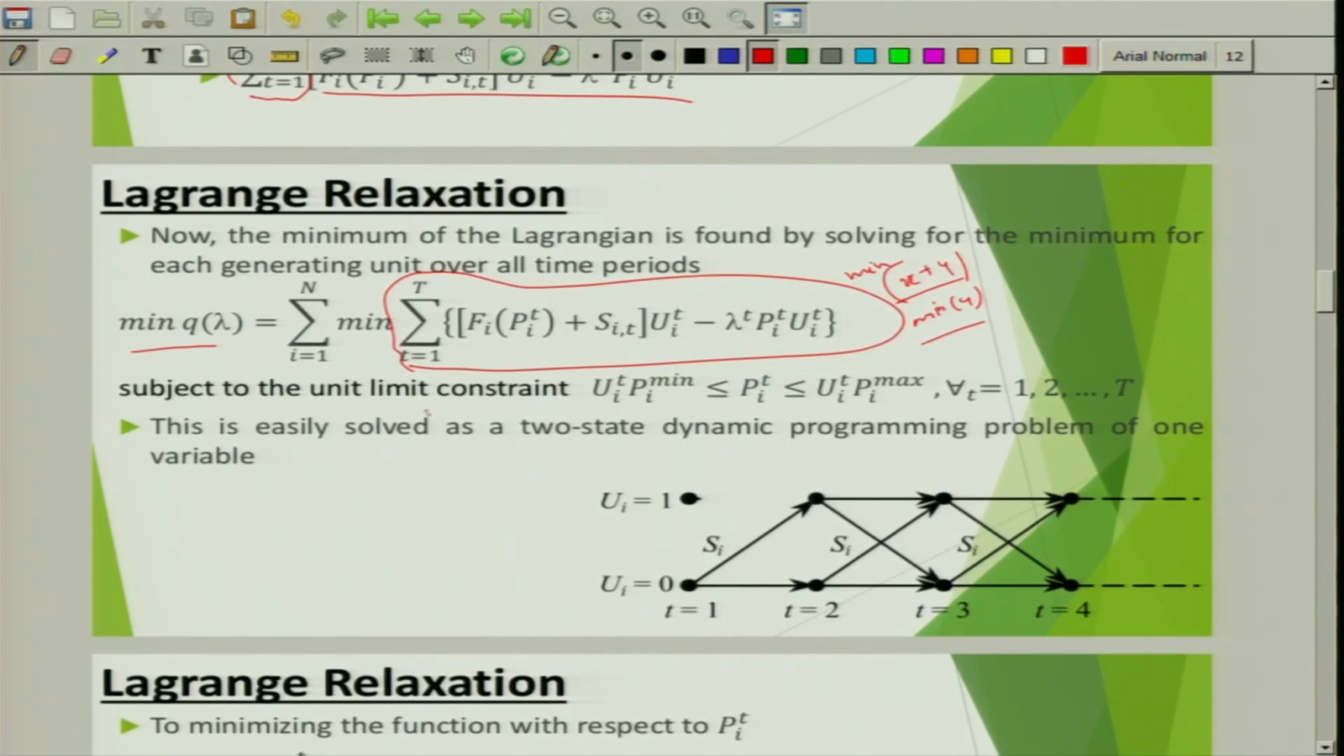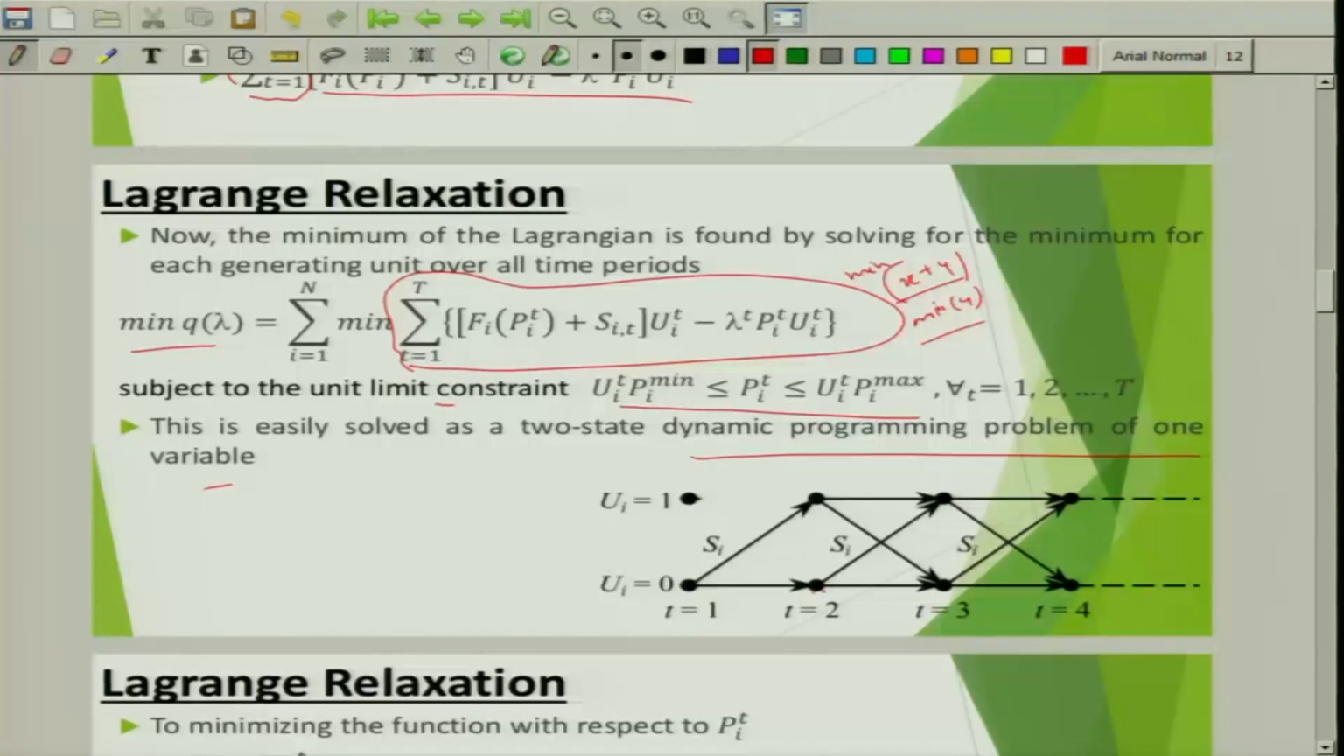So subject to the unit limit constraints, where each generator at any given point of time should be within its limit, that needs to be taken into consideration. Now this is easily solved as a two-state dynamic program problem for one variable. Now lambda is fixed, you got the generation of that specific generator for that specific time interval. Now you need to optimize whether the generator needs to be on or off. That is done by using a dynamic programming two-state problem.